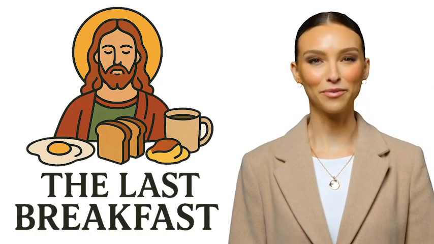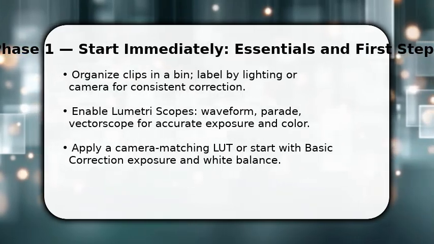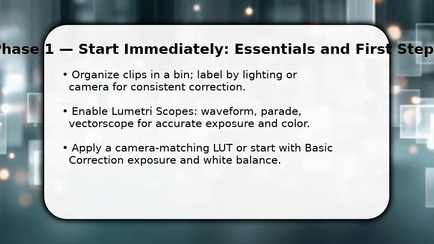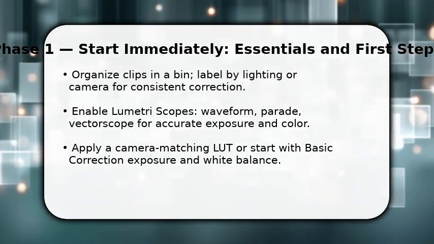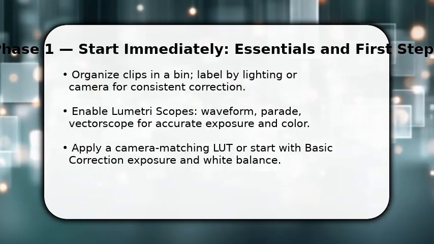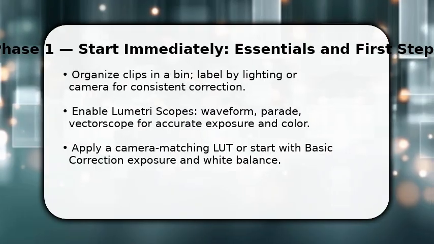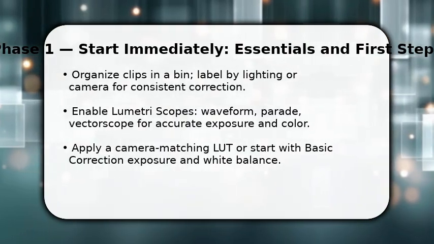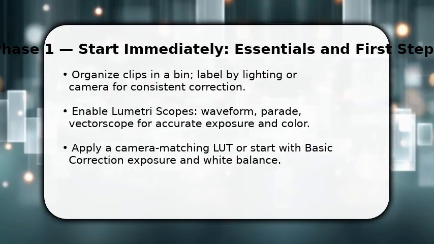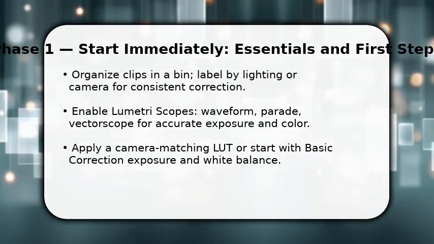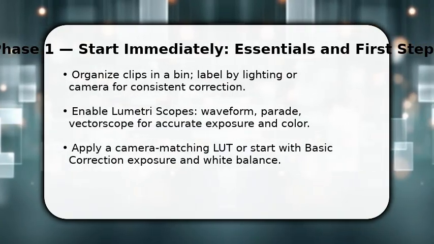Please enjoy the video. You'll start by organizing clips and opening Lumetri scopes so you can see what you're fixing. First, pick a representative clip and apply a camera-matching LUT or reset to a neutral baseline. Then, in basic correction, adjust white balance using the eyedropper and fix exposure with highlights, shadows, and whites. Once done, check the waveform for clipping and use temp/tint only to remove color casts. This gives you a reliable reference for the rest of the sequence.